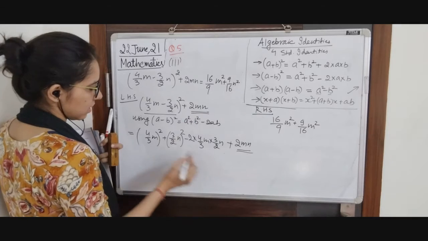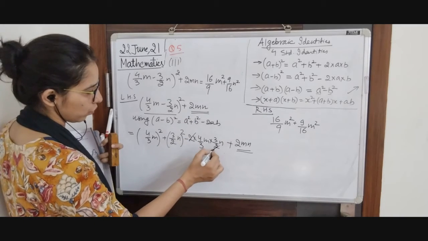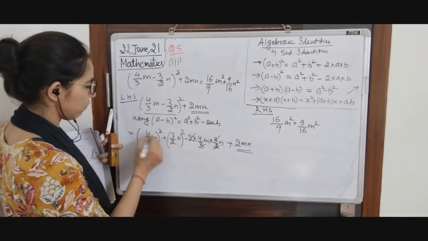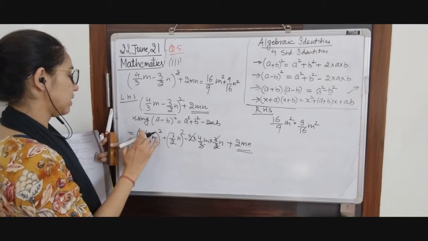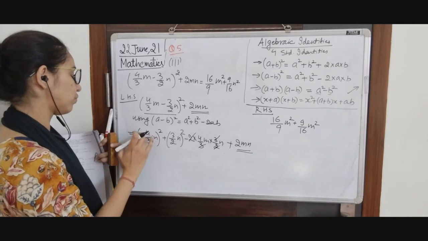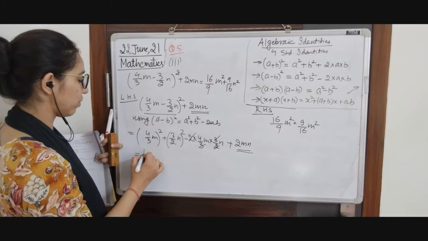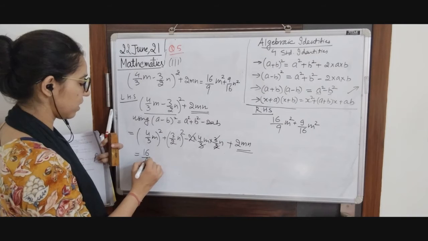Now we will perform cancellation here, 2 and 3. Here we will open the whole square. It is (4 by 3) whole square and m square. (4 by 3) whole square will be 16 by 9.